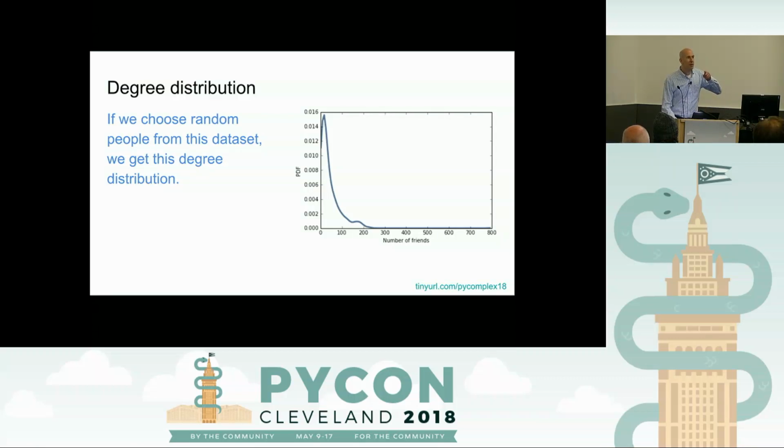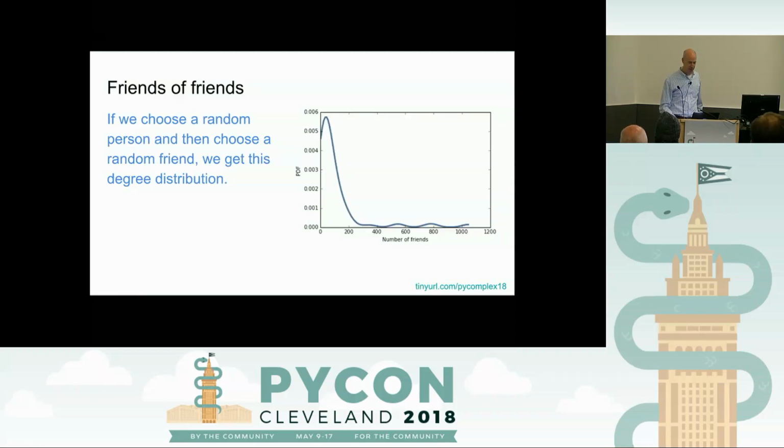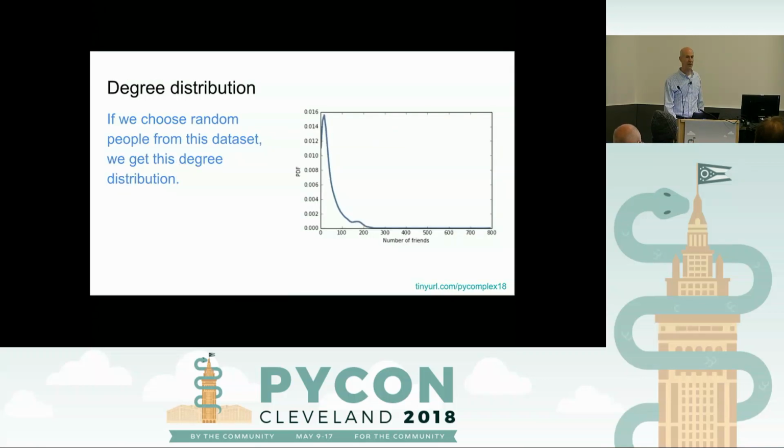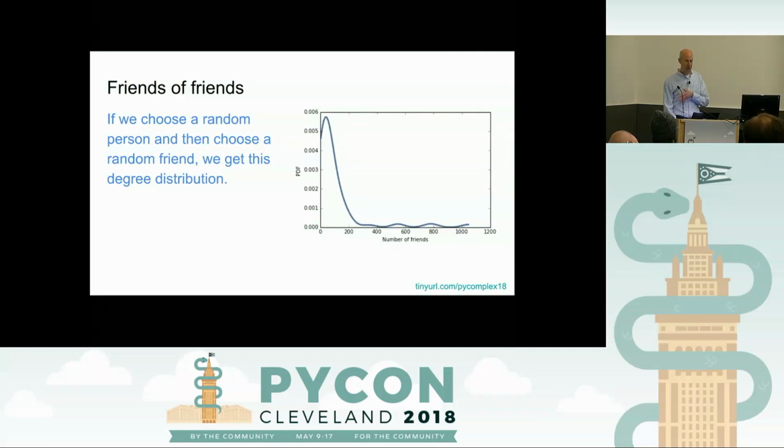But if I do that other way of sampling, if I pick you and then I pick one of your friends at random, this is the distribution I see. So this is what I'm going to call the friend of friend distribution. And if you click back and forth between these two, you see what changes. This is the unbiased view of the actual number of friends people have. If I do the biased sampling, the whole distribution shifts to the right because I am more likely to land on people who have a lot of friends.